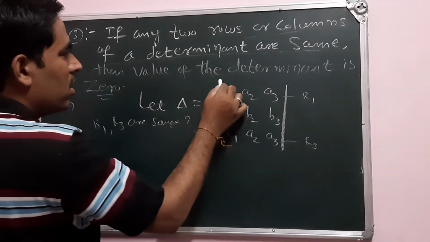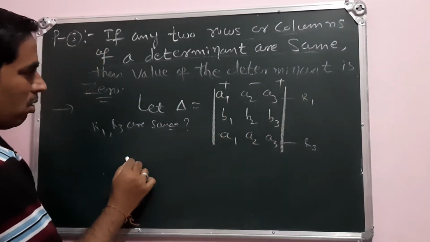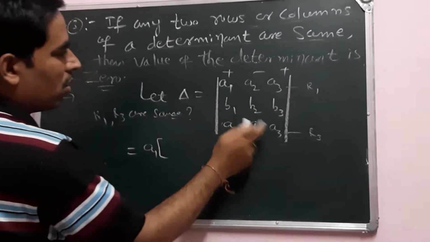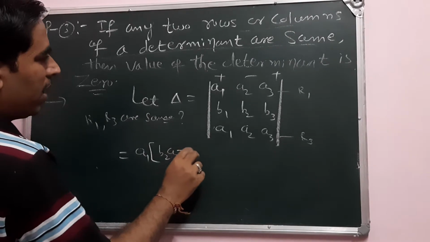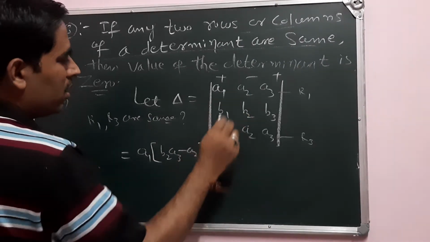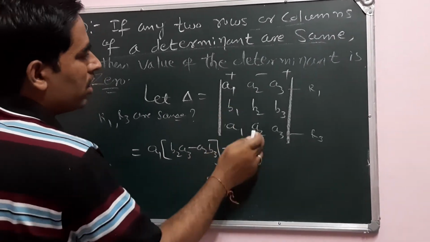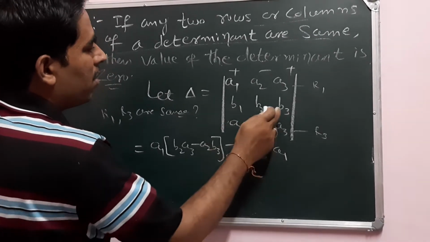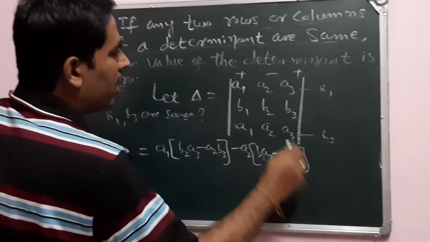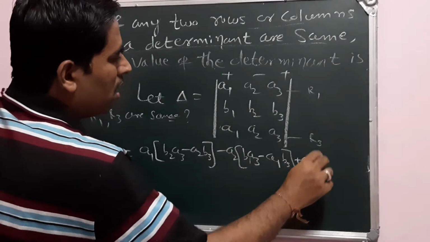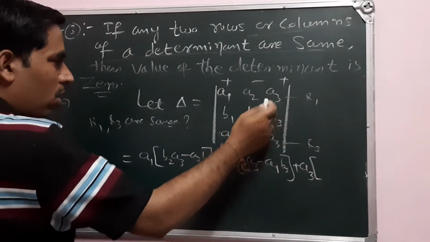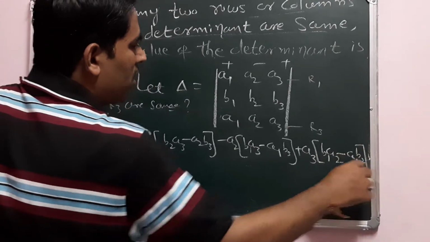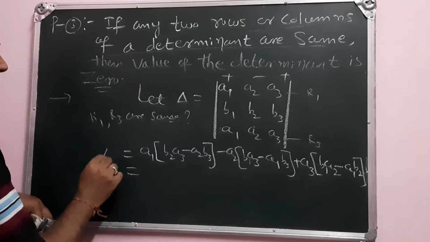So let us expand this along the first row. What will this be? A1, leaving this column and this row, so b2 a3 minus a2 b3. Then minus a2 into, leaving this column and this row, b1 a3 minus a1 b3. Then the last element is plus a3 into, this column and this row, b1 a2 minus a1 b2. So this is delta.